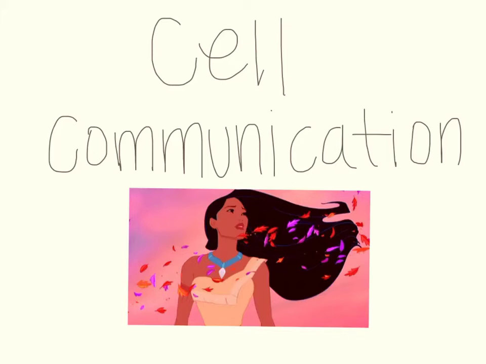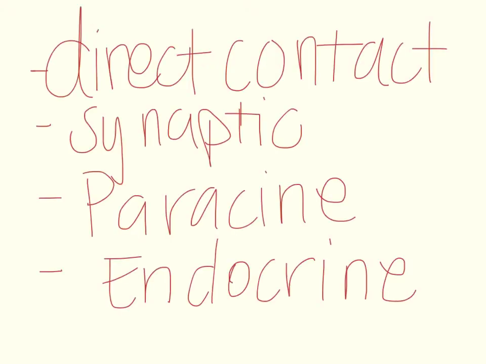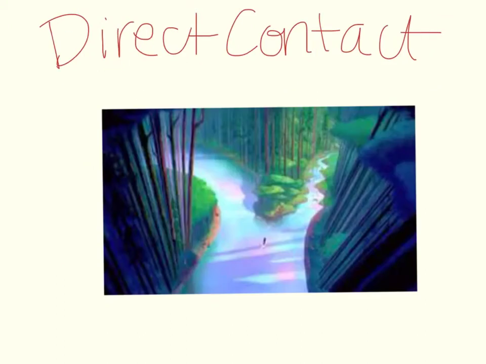In this video, I'll be talking about cell communication, and I'll use Pocahontas to explain. I'll be talking about the different kinds of signaling: direct contact, synaptic signaling, paracrine signaling, and endocrine signaling. But direct contact is usually used in the early development stages.